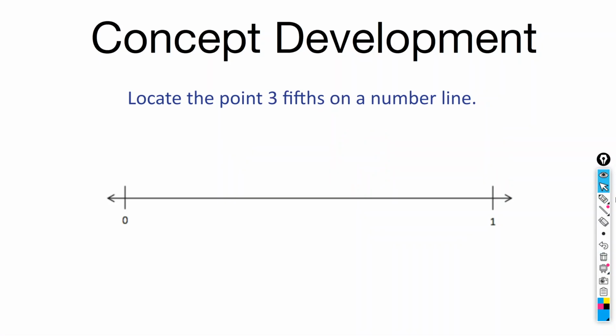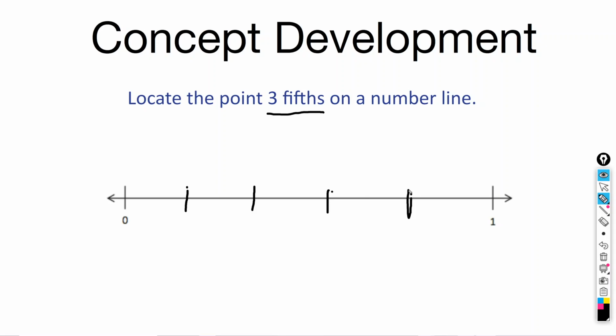Okay, this next one, I'd like you to get your whiteboard out and do along with me. So the first thing I need to do, it says locate the point 3/5 on the number line. So if I'm doing fifths, I know I need to break my line into 5 pieces. So I'm going to do my best to make those 5 equal pieces. 1, 2, 3, 4, 5. Once again, you're doing your best to make sure that they are equal pieces.